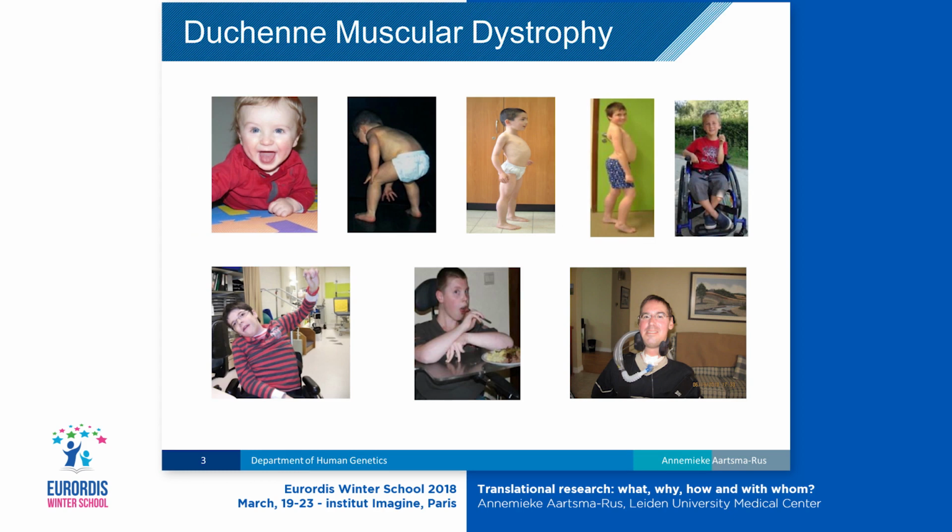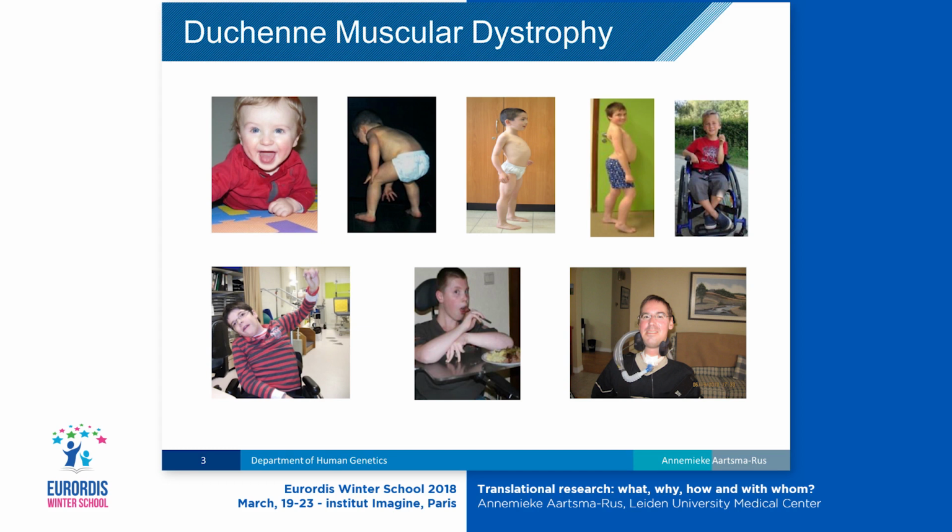So a very brief introduction to Duchenne muscular dystrophy. It's an X-linked disease, which means that mainly boys are affected. Mothers can be carriers and pass the disease on to their sons, but generally they are not affected themselves because they have 2 X chromosomes. The disease is characterized by progressive loss of muscle tissue and muscle function.